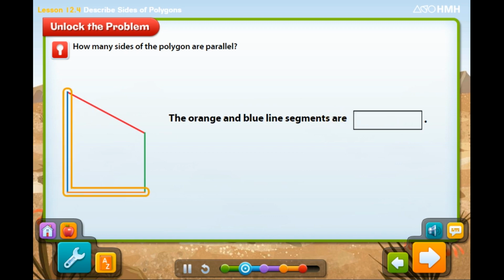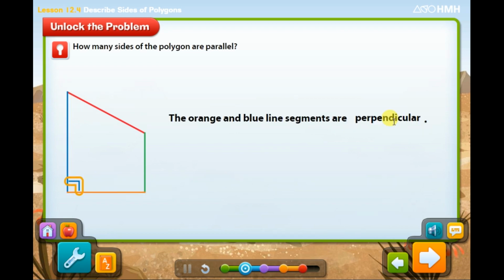Are the orange and blue sides of the polygon parallel? Are they parallel, walking side by side and never meet? No, they are meeting already, and they are forming the shape of a square between the two lines, right? Forming a right angle. And this means they are not just intersecting, they are perpendicular. Meaning if they meet, they form the shape of a square. So this means two lines are perpendicular. The orange and blue line segments meet to form a right angle, so they are perpendicular sides, not parallel sides.